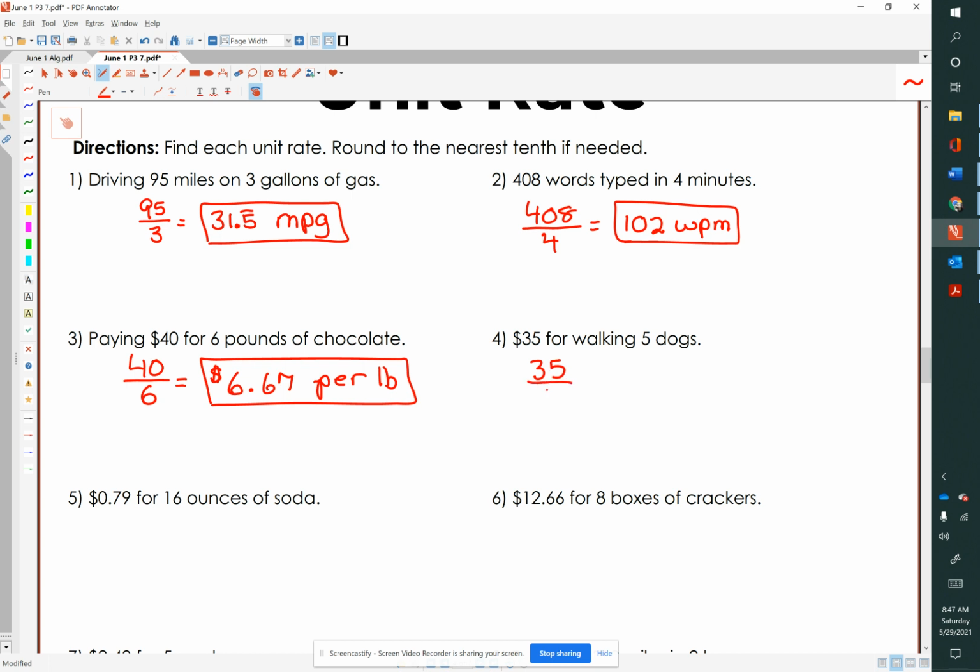Number 4, someone earned $35 for walking 5 dogs. How much did they earn per dog? So let's find that unit rate. So it looks like they earned $7 per dog. And that's a good summer job for a teenager. If you like animals, that might be something that you want to look into.